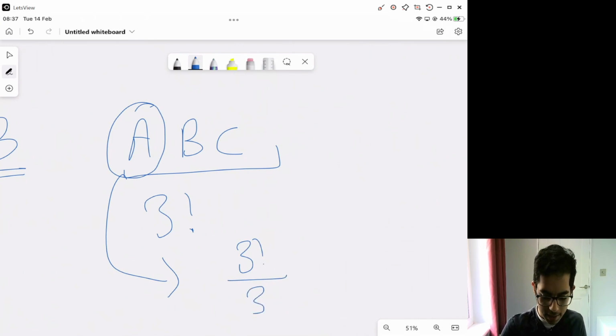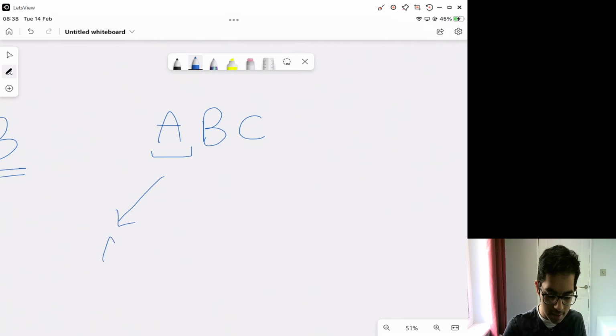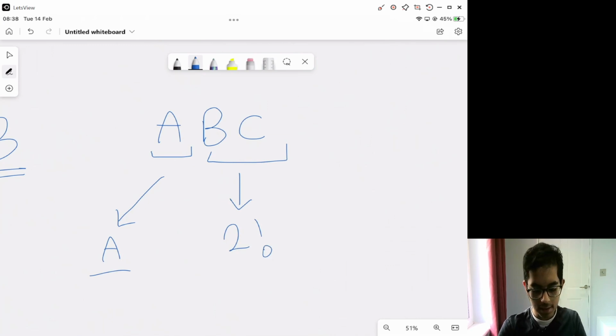So then, a more formal way of expressing the number starting with A is if we just fix A as the first character, and then we imagine the number of combinations with the remaining characters. So A, B, C. We fix A, so A is fixed. So now we only have choice between these 2 characters. So it would be 2 factorial, since 2 factorial is the number of combinations of B and C.